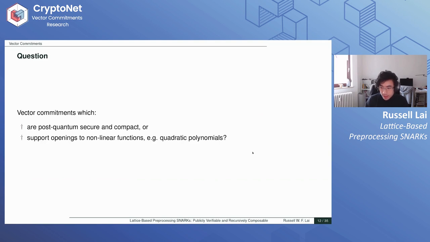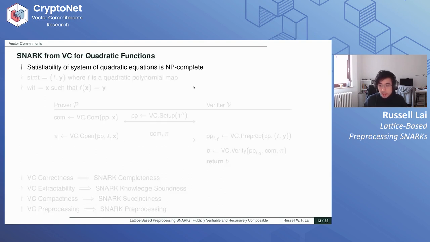So given this state of affairs, it is natural to ask, can we construct vector commitment schemes which are post-quantum secure and compact for any kind of functions? Or can we construct vector commitment schemes that support openings to nonlinear functions such as quadratic polynomials? So now suppose we are able to do both of this at the same time, maybe not post-quantum secure, but let's say compactness and quadratic polynomials at the same time. Then it turns out that there is a very easy construction of SNARKs from such a VC scheme.